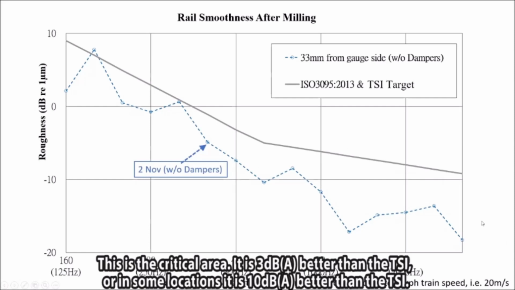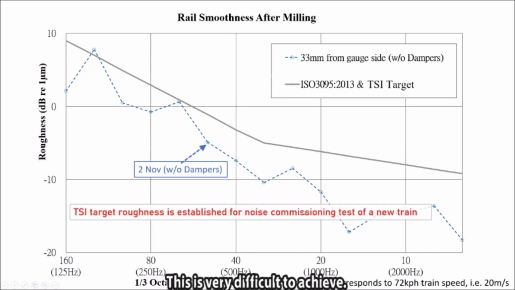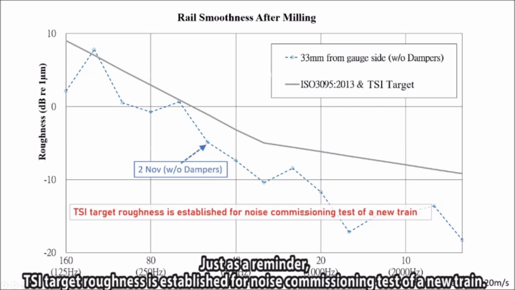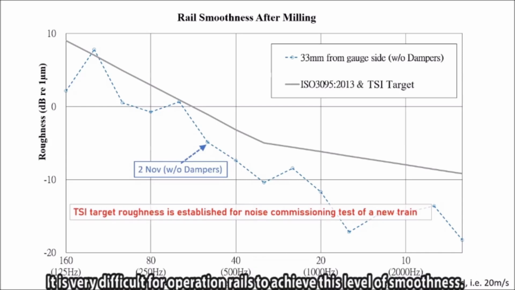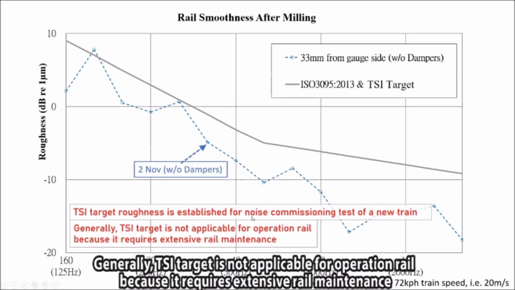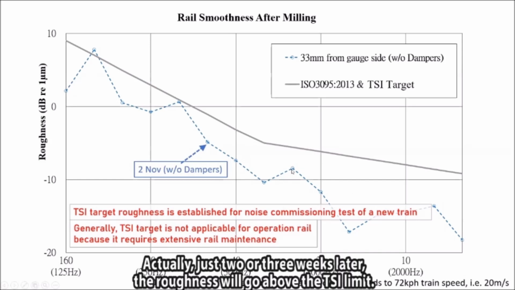This is the critical area. It is 3 dB better than the TSI, or at some locations 10 dB better than the TSI. This is very difficult to achieve. Just as a reminder, TSI target roughness is established for the noise condition test of a new train. So actually, it's not for the operation wheel. Operation wheel is very difficult to achieve this type of smoothness. Generally, the TSI target is not applicable for the operation wheel because it requires extensive wheel maintenance. Actually, just 2 or 3 weeks later, the roughness will go higher than the TSI limit.